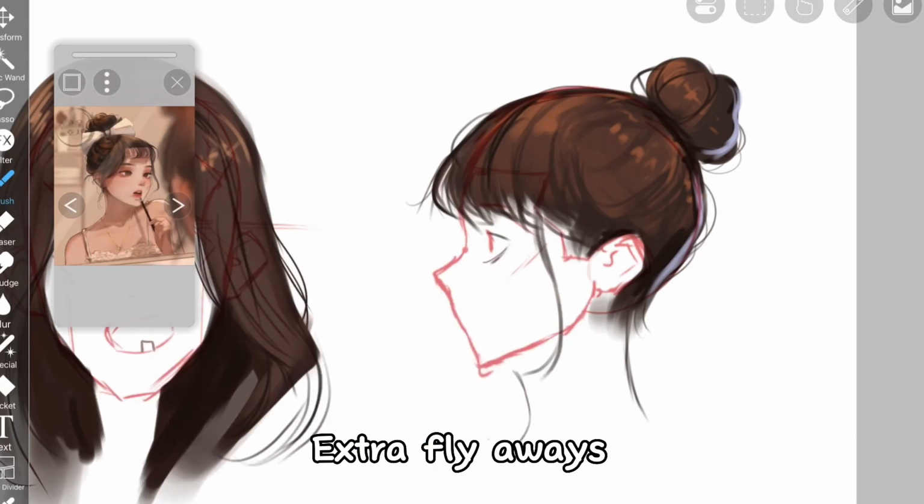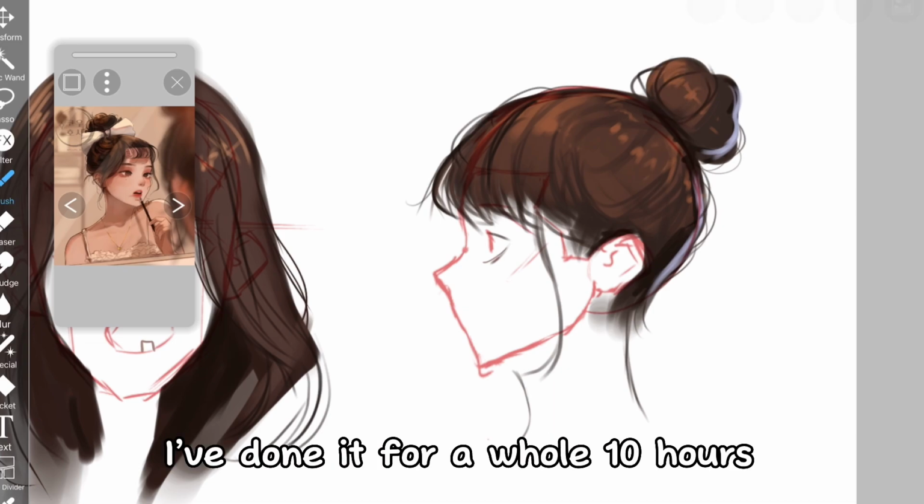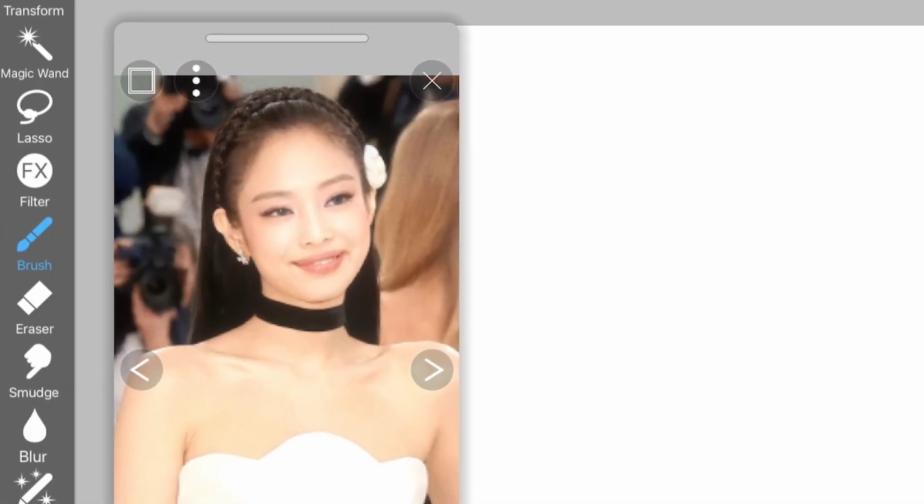Now I'm gonna add the extra flyaways, extra strands, to make it look like I've done it for a whole 10 hours. Hi everyone, I'm Jennie!